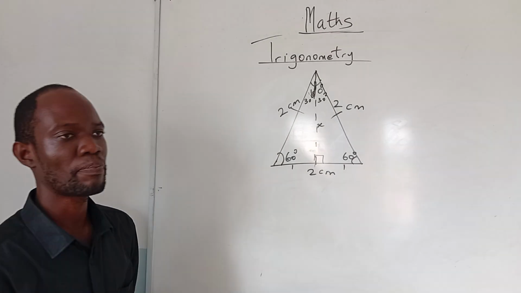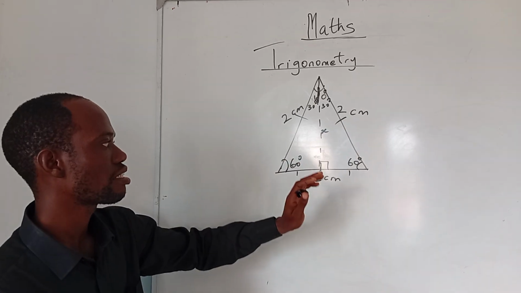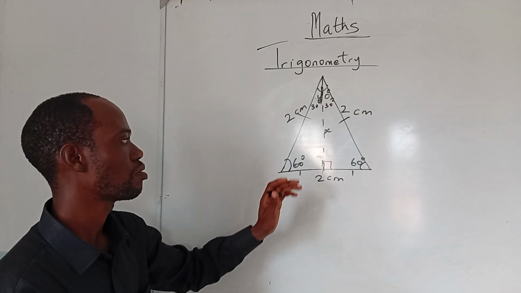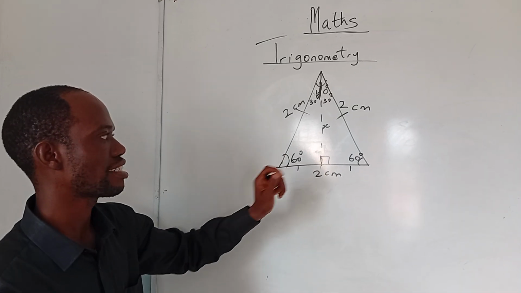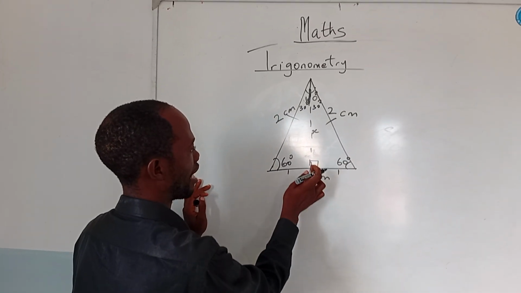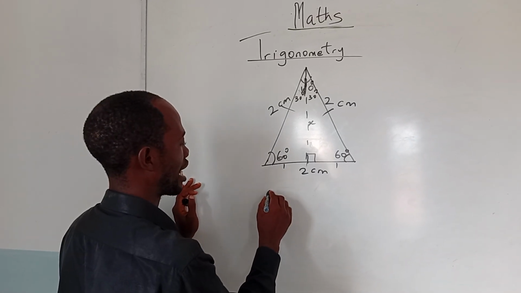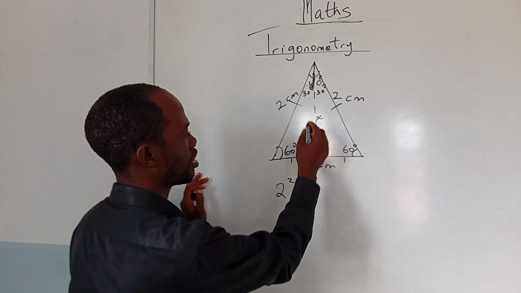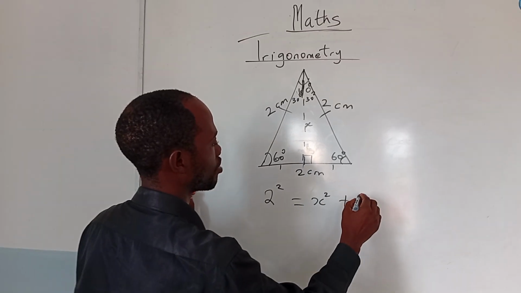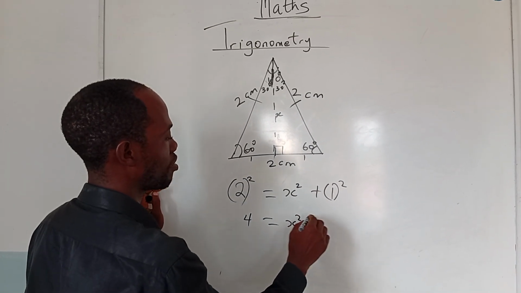And remember Pythagoras theorem: when two sides are known in a right angle triangle, to get the third side, we have to apply Pythagoras theorem. So where my angle 90 is facing is my hypotenuse. So I can say 2 square is equals to x square plus 1 square. So that is 4 is equals to x square plus 1.